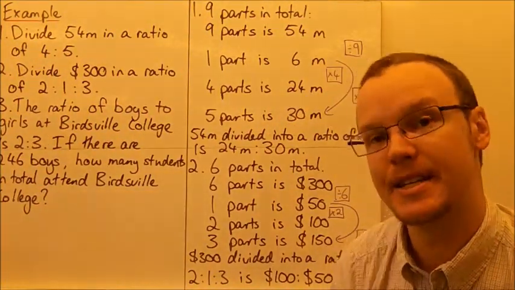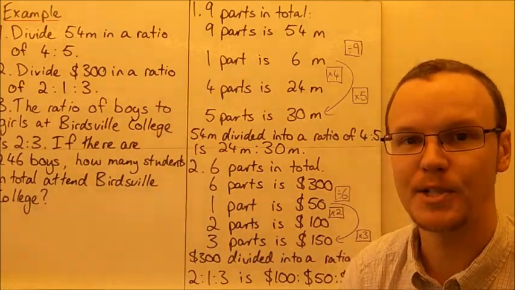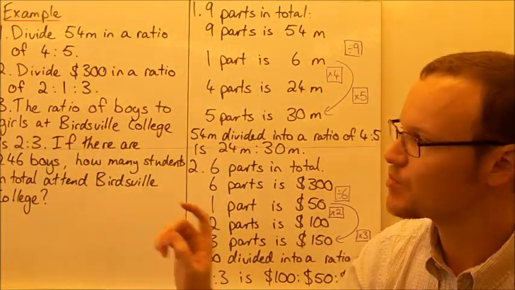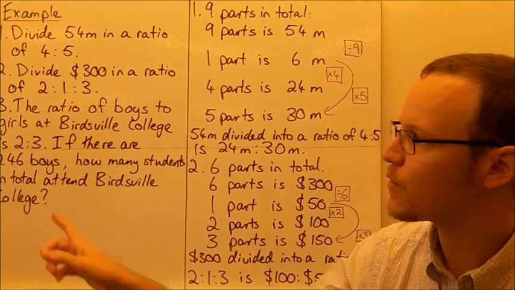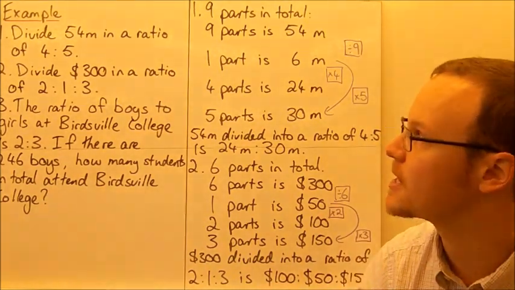So we've got 3 examples here. The first 2 are just dividing a quantity in a given ratio, and the last one is a little bit trickier. We're given one part of the ratio and we need to find the total number of parts.